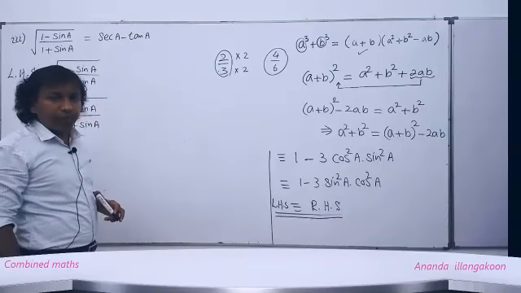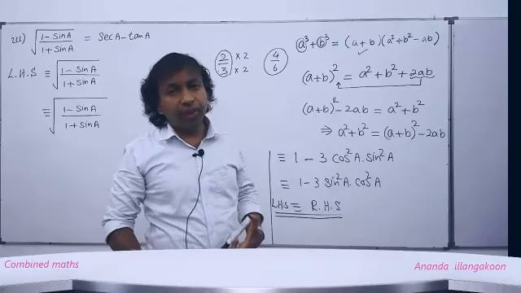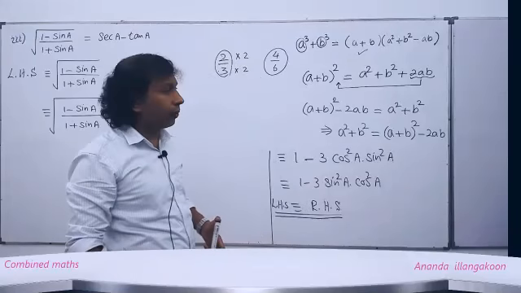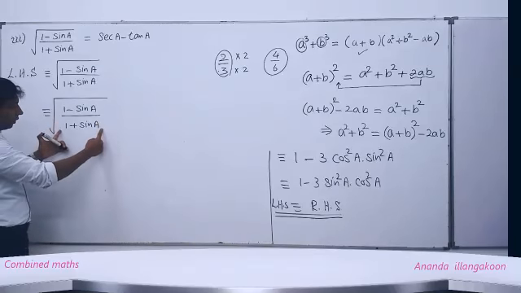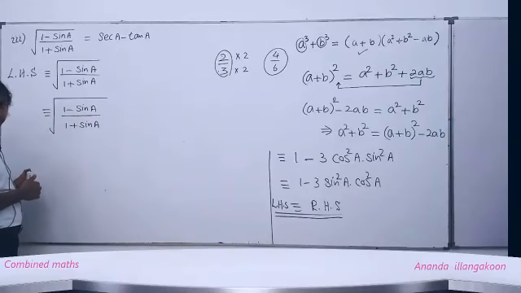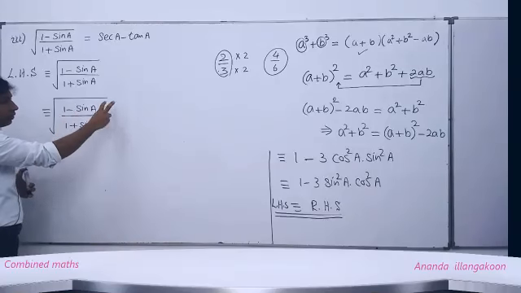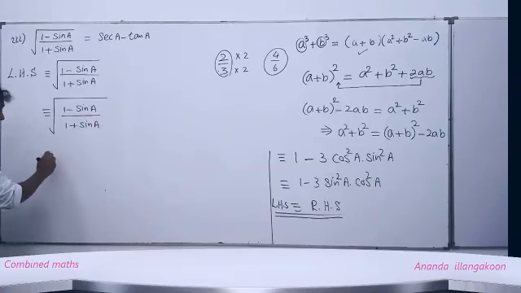Okay? Both the numerator and denominator of a fraction we can multiply by the same value. The fractional value does not change. Now, people, using that fact, I multiply both the numerator and denominator inside the square root by 1 minus sin A. Then this is what we get.